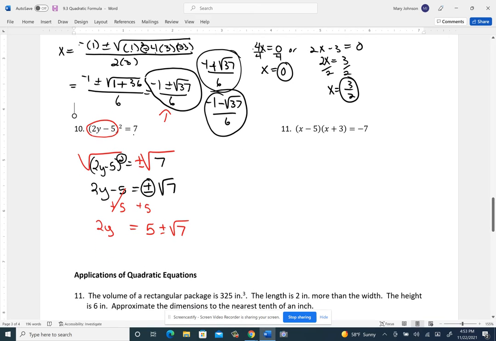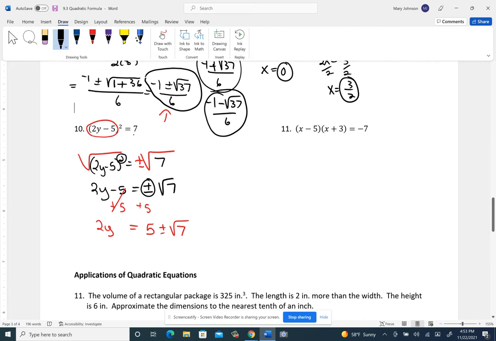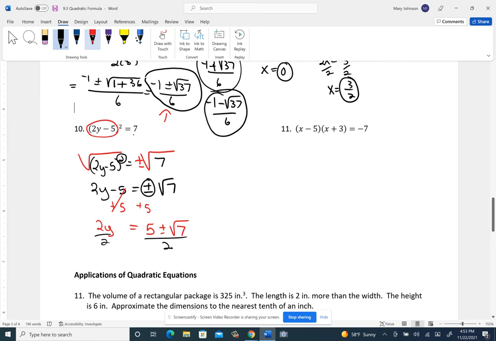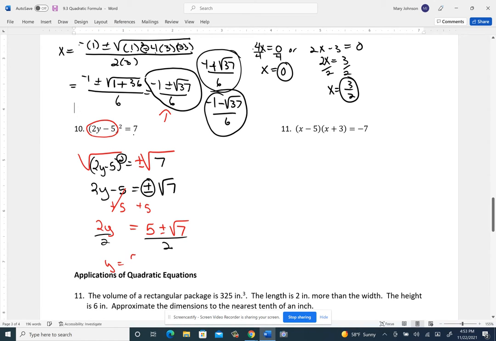Then after I do that, I'm going to come in and divide by 2 on both sides. And so my answer turns out to be y equals 5 plus or minus square root of 7 all over 2. It's not possible to do the square root of 7 or to even simplify it. So that would be your final answer.